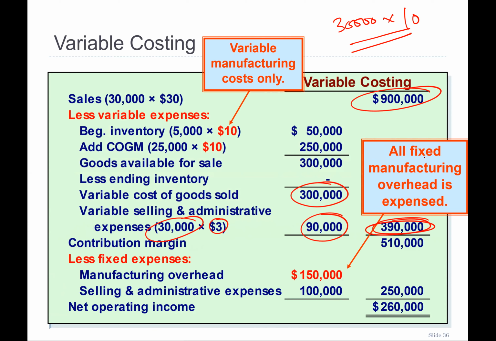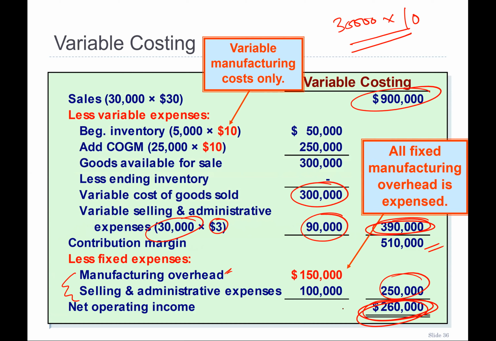When you subtract it, it will be a contribution margin of 510,000, less all the fixed expenses here. 150,000 as manufacturing overhead fixed expense, fixed selling and admin 100,000. So you see something here, 260,000. Now this is again the magic.